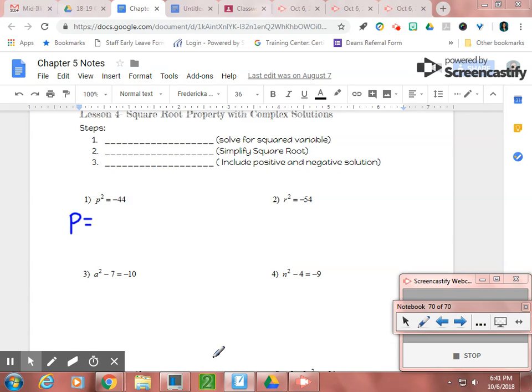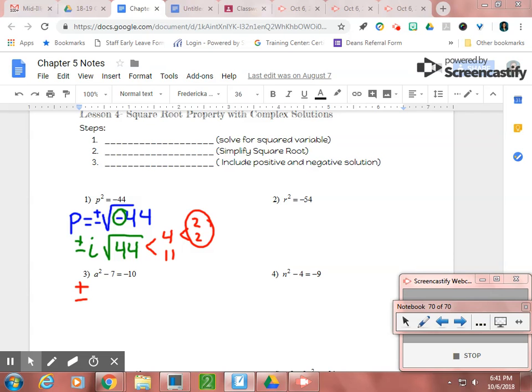So in this one, to get p by itself, we're going to take plus or minus the square root of negative 44. Well, as soon as you see a negative underneath the square root, you're going to bring out an i. So the plus or minus stays, but you're going to bring out an i. And then the square root of 44, you're going to see if you can break that down. So this is 4 and 11, which is 2 and 2. So you have a couple. So that couple is going to go out in front. So you have your plus or minus, then 2i, and then underneath the square root is the single 11 that's left.